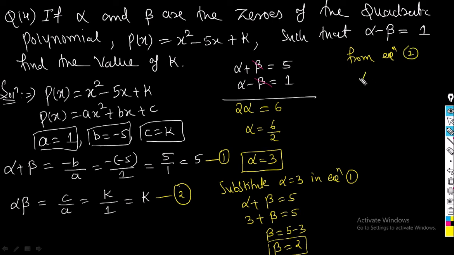What is equation 2? Alpha into beta is equal to K. Substitute the values of alpha: alpha is 3 and beta is 2. So therefore that is equal to K. So what is the value of K? 6 is the answer. Understood everyone how to find this answer? Yes, sir. So this kind of question you have to do like this. Question number 5.